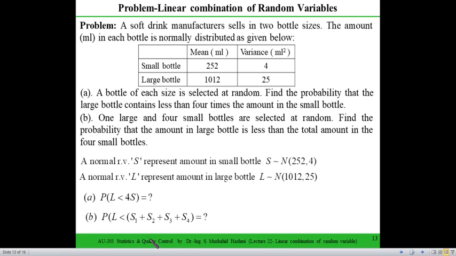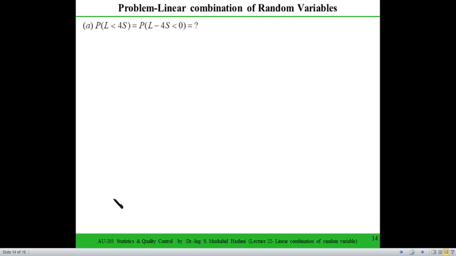So this is important to understand, and we will calculate the corresponding probability, because we know the reproductive property of the normal distribution. If the individual random variables are normally distributed, then the linear combination of those random variables would also be normally distributed, and we can use a normal distribution to calculate the corresponding probability. Let's say in the first part, we want the probability that the volume in the large bottle is less than 4 times the volume in one small bottle. So, we can say that L minus 4S should be less than 0.